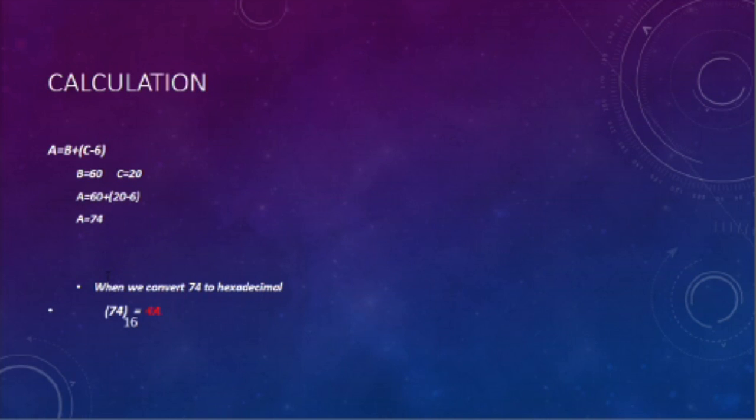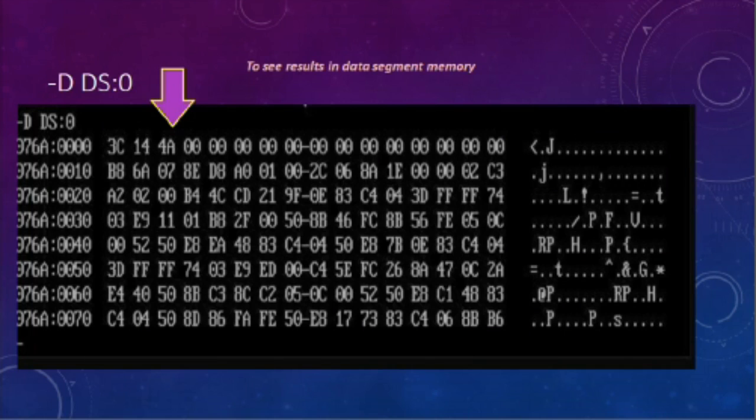Here we are performing assembly level language, and the result is shown in hexadecimal form. When we convert the decimal number 74 to hexadecimal, that is 74 in base 16, we get the answer 4a. We get 4a as the answer when we convert the number 74 to hexadecimal. So you can see I am getting the answer 4a. This is the result of our program.